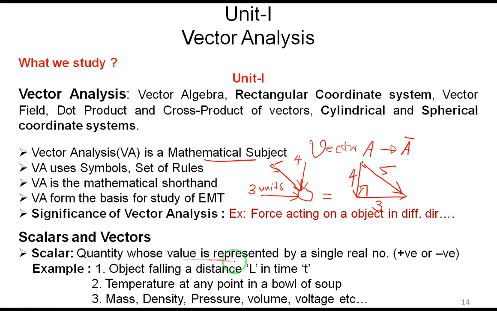This quantity whose value is represented by a single real number. It may be a positive number or a negative real number. Examples of scalars are the object falling a distance L in time t, the temperature at any point in a bowl of soup. Yes, if I consider a bowl of soup, the temperature at the bottom is maybe slightly higher than at the surface.